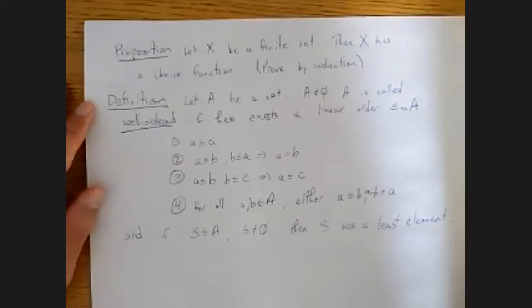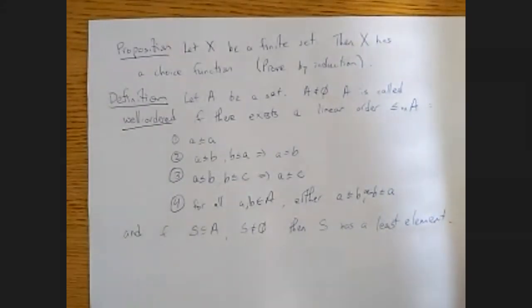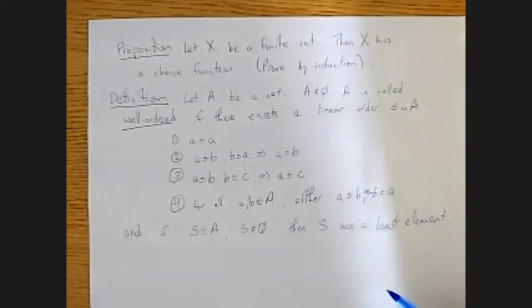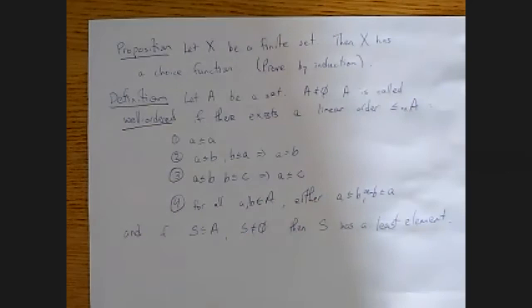And we saw that the fact that every non-empty subset of the natural numbers has a least element is equivalent to induction. It's called the well-ordering principle. And now we're saying if we have any set which has a linear order such that any subset has a least element, then we call that a well-ordered set.